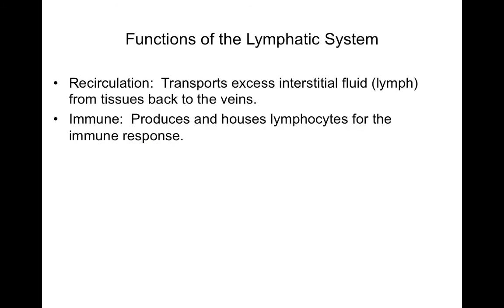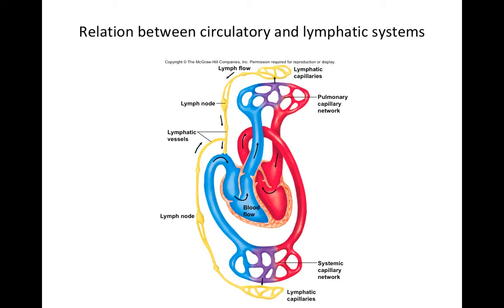So the lymphatic system plays two important roles. One, it has a role in recirculation, and for this, it transports excess interstitial fluid, which we call lymph, from tissues back to veins. Secondly, it has an important function in the immune system because it produces and houses lymphocytes for immune responses. So here is a diagram showing the relationship between the circulatory and lymphatic systems.